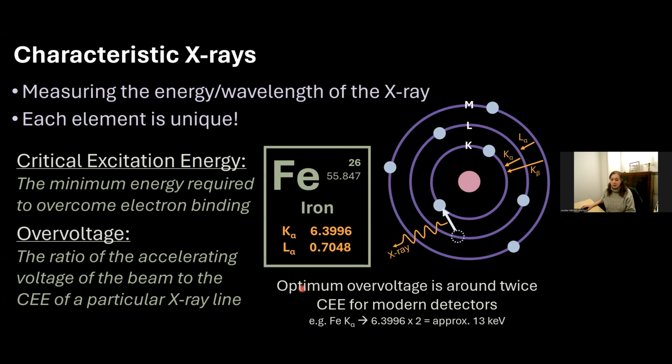So in modern detectors, the optimum overvoltage is around twice the critical excitation energy for a given element. So if you're analyzing the K alpha line in iron, that will give you an approximate overvoltage of about 13 kilovolts. We would then round up to 15. But you can run at lower energies if you want to by looking at these higher order lines.